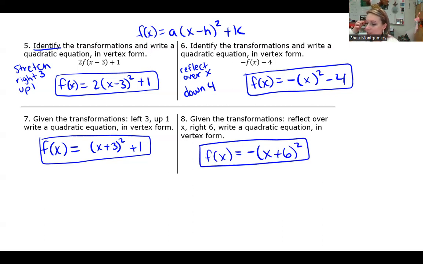Okay, check your equation, see if you got it right. Check your work. How'd you do?